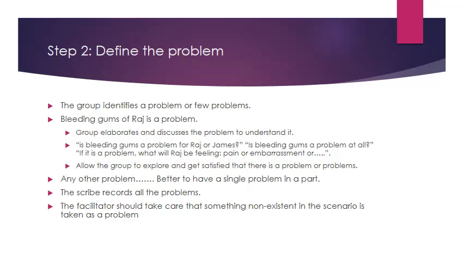In this second step of the 7-jump process, the group tries to identify and define the problem. There can be one or a few problems. In the trigger we just saw, bleeding gums of Raj can be a problem or a phenomenon. Students learn by explaining this problem or phenomenon in terms of underlying processes.